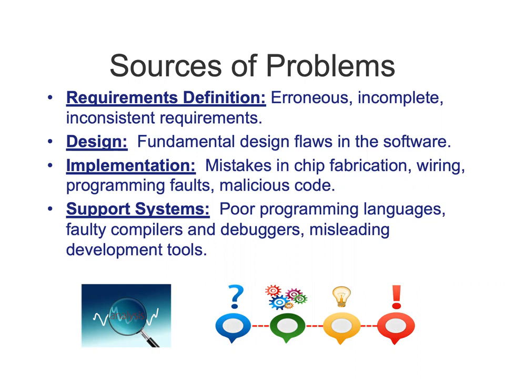Implementation mistakes: cheap fabrication, wiring and programming faults, and malicious code. Sometimes developers want to do the work quickly. They don't want to do it properly, so they put layers on top. For example, you see a specific part of the application, maybe a button that shouldn't be there. Somehow the developer says, okay, sure, I'll fix it.